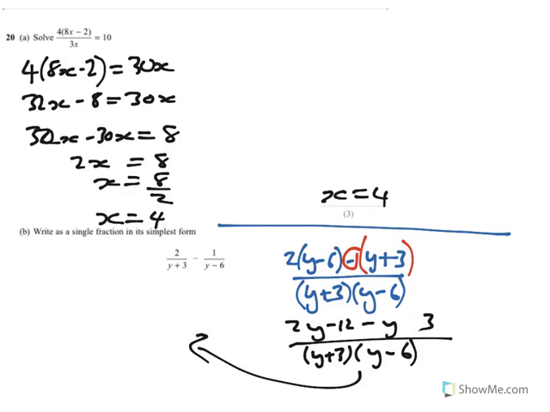So we've got a minus 3 there. Okay, so now that I've corrected that, we can collect the like terms. So it's going to be 2y minus y, which is y, minus 12 minus 3, it's minus 15, and that's going to be over our denominator, y plus 3, y minus 6.